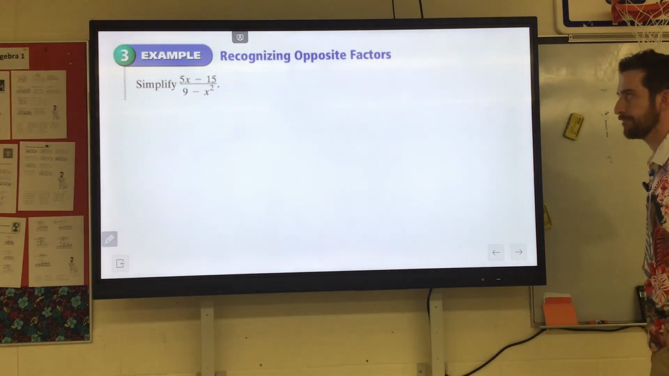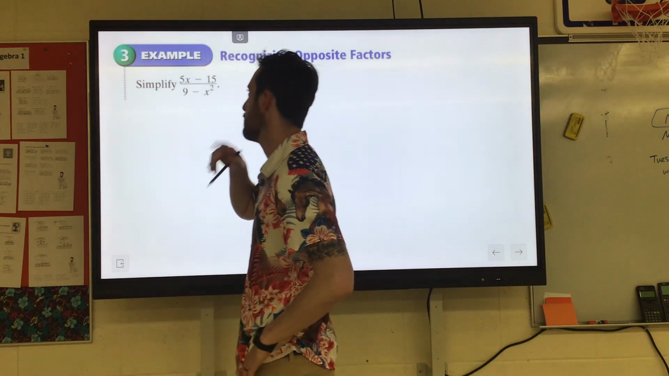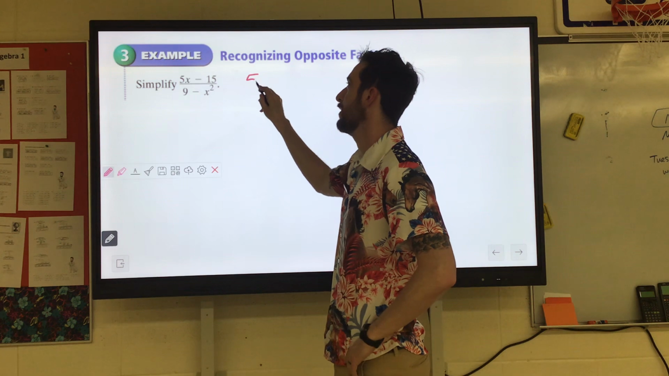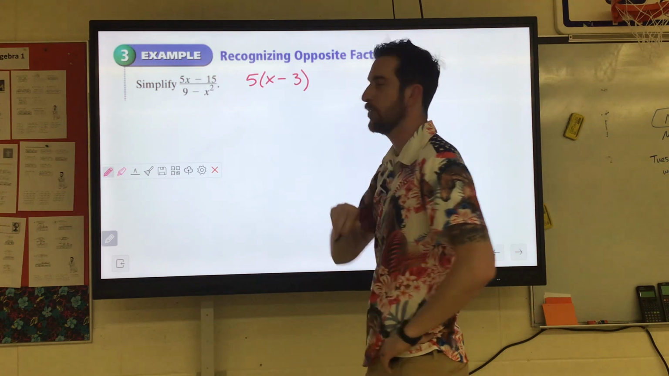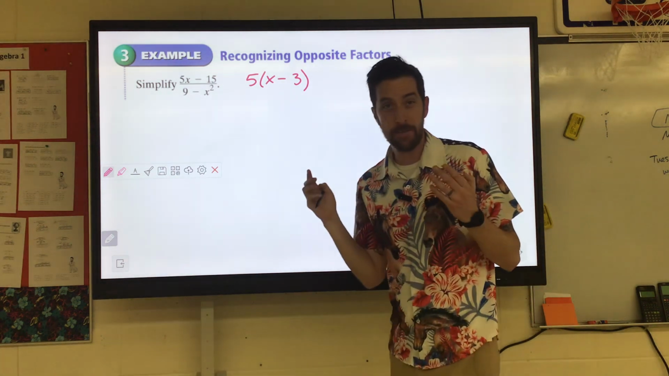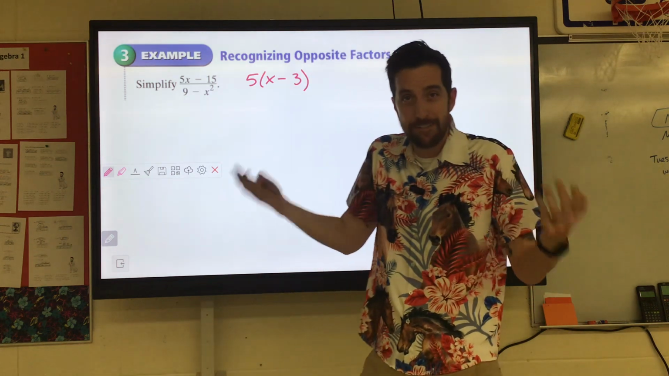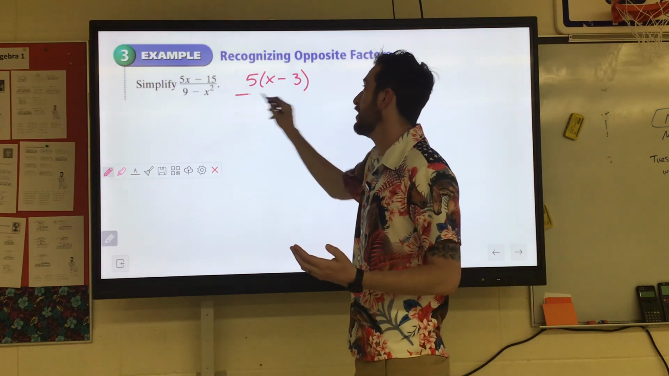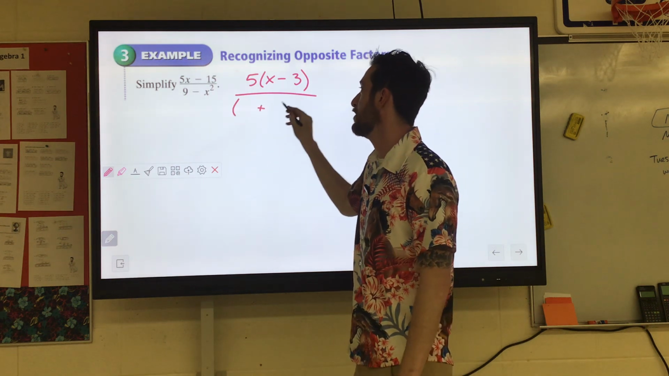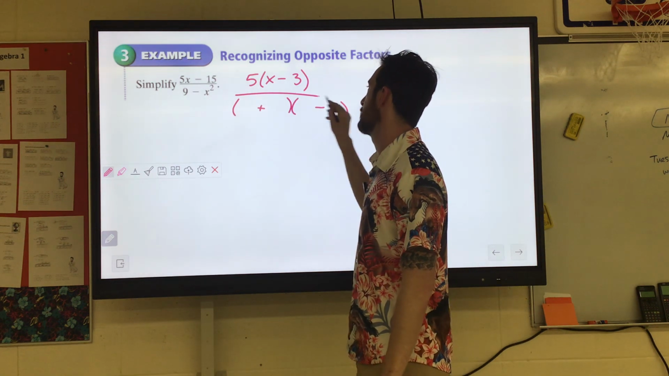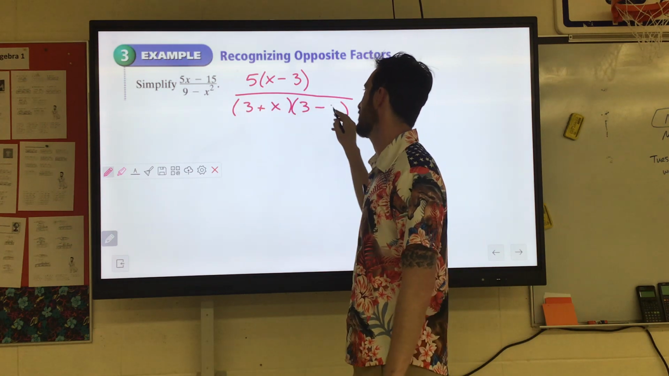Oh gosh! 5x minus 15. I see that those are both divisible by 5. So if I factor out a 5 in the numerator, 5 times x is 5x, 5 times -3 is -15. I look at the denominator, those are two things that I could square root with a minus in the middle. That's a difference of squares. When you do that, it factors, you just square root each one, you put one with a plus, one with a minus. Square root of 9 is 3, square root of x squared is x.